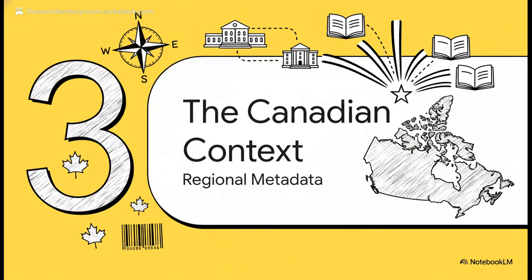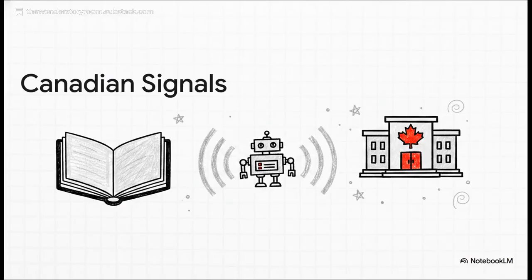That brings us to Section 3, the Canadian context and regional metadata. If you're operating in Canada, regional metadata acts as this incredibly powerful beacon, especially for institutional buyers.